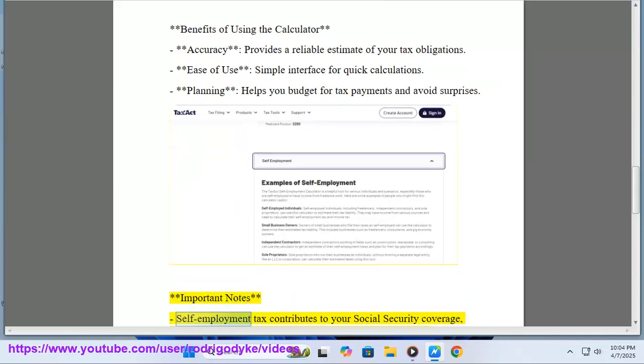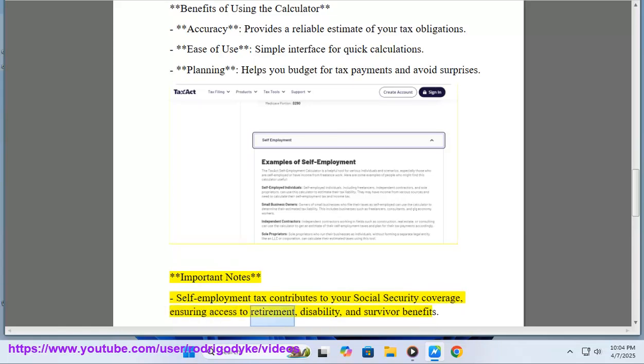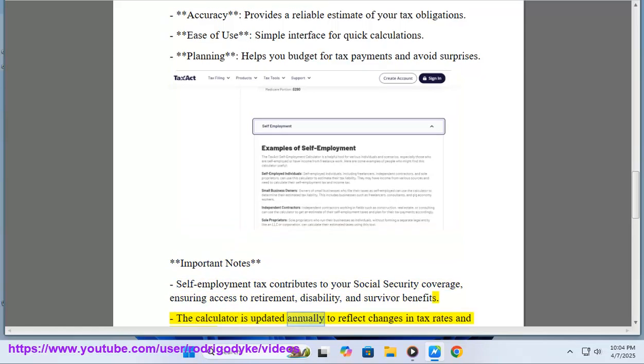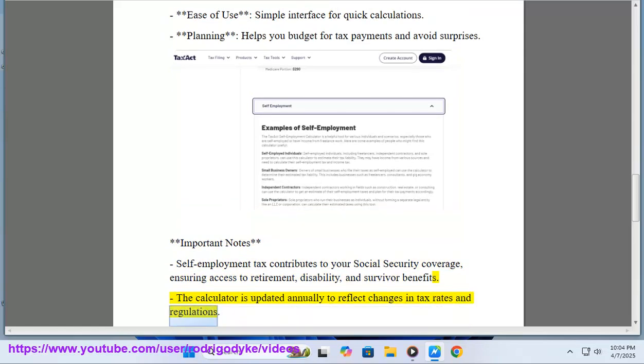Important notes: self-employment tax contributes to your Social Security coverage, ensuring access to retirement, disability, and survivor benefits. The calculator is updated annually to reflect changes in tax rates and regulations.